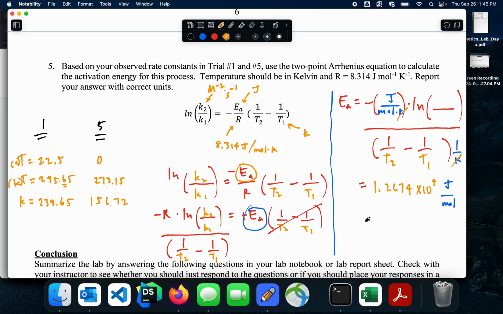Okay, and I'm going to change that. I'm actually going to write this as, we also have to work with the number of sig figs, right? So it's going to be 1.2674 times 10 to the 1 kilojoules, right? So we would write that simply as like 12.77 or whatever, okay?